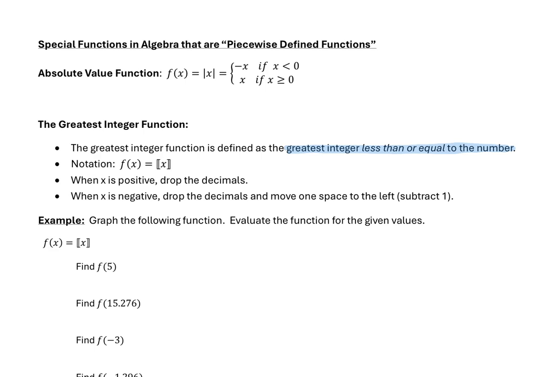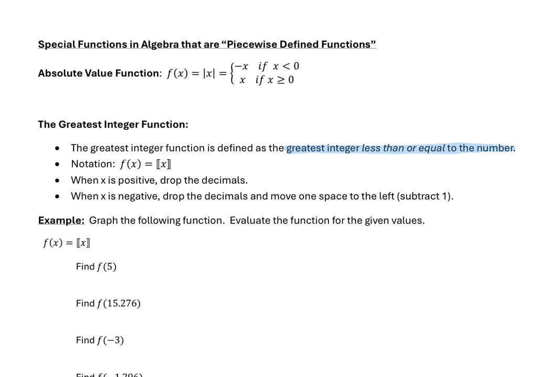When x is positive, what we do is we drop the decimals. Now we do have to be careful when x is negative. Remember that we are wanting to round down, or we are wanting to round to the left. And so when x is negative, we drop the decimals and we move one space to the left, or subtract 1.